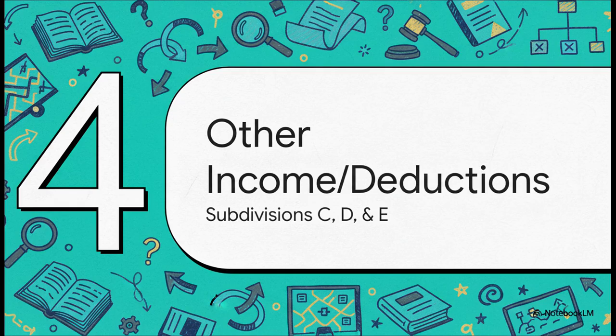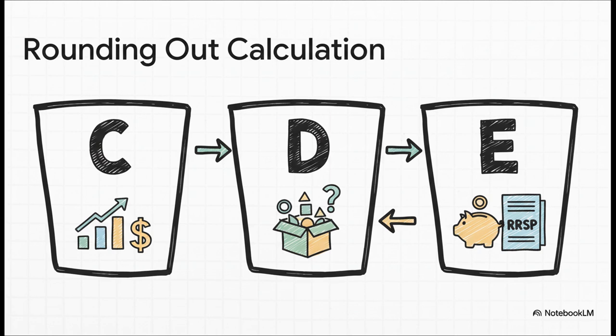All right, to really get the full picture of how income is calculated under Division B, we need to quickly cover the next 3 subdivisions. These handle some other really important specific categories. So first you've got Subdivision C, which kicks off at Section 38. This is all about your capital gains and losses.